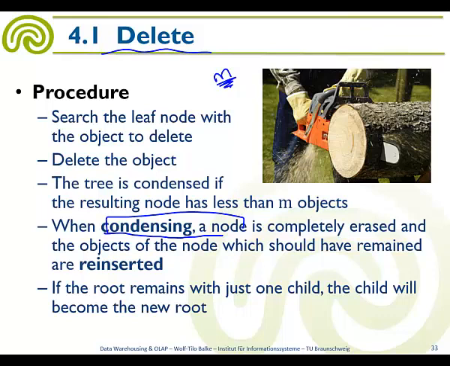So the delete operation at the end is basically, you either have the ideal situation where you delete the object, and the tree is still balanced, you're still conforming to the lower bound. If not, and you're below the threshold, then you delete that entire node, and the children that still should be there you reinsert from the top. In a special case, if the root remains with just one child, then of course this child becomes the new root.